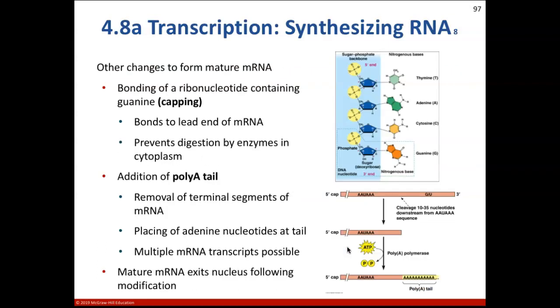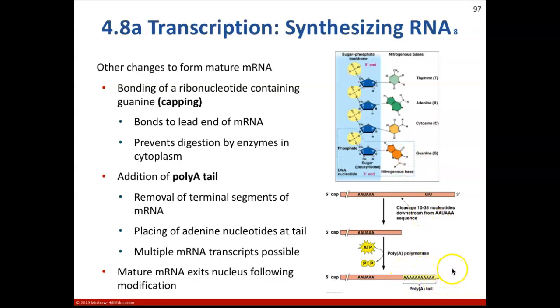Some other changes that take place to form our mature mRNA is the bonding of a ribonucleotide containing guanine. So we're going to go through a process called capping. It will bond the lead end of the mRNA strand, and this will help prevent digestion by enzymes within the cytoplasm once it reaches there. And then we have an addition of a poly A tail.